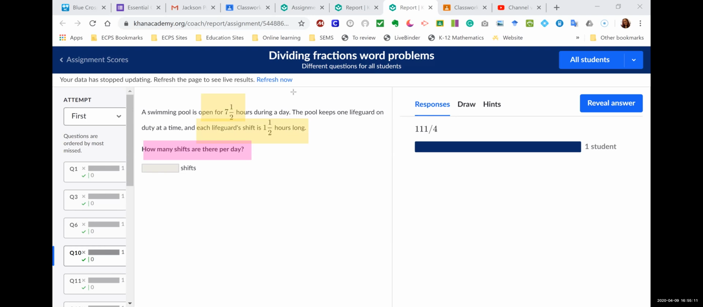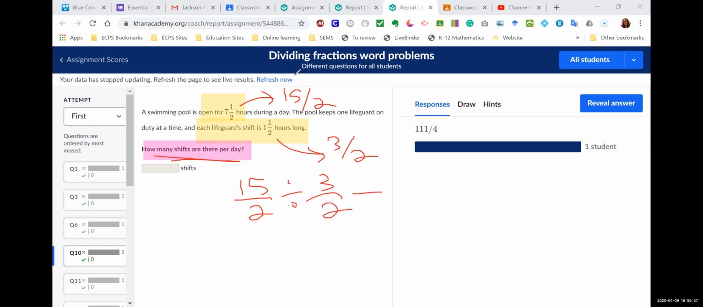Okay, so for this one, I'm going to convert them both to improper fractions first. 7.5 would be the same thing as 15 halves, and 1.5 is the same as 3 halves. So really, to figure out how many shifts are there per day, I'm dividing the number of hours in the day by the number of hours in a shift. And then I'm going to keep the first number, change to multiplication, and flip.